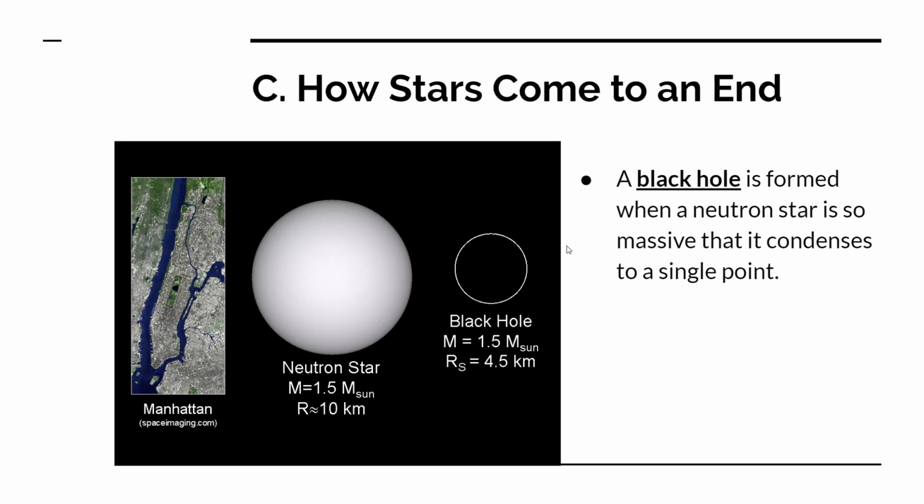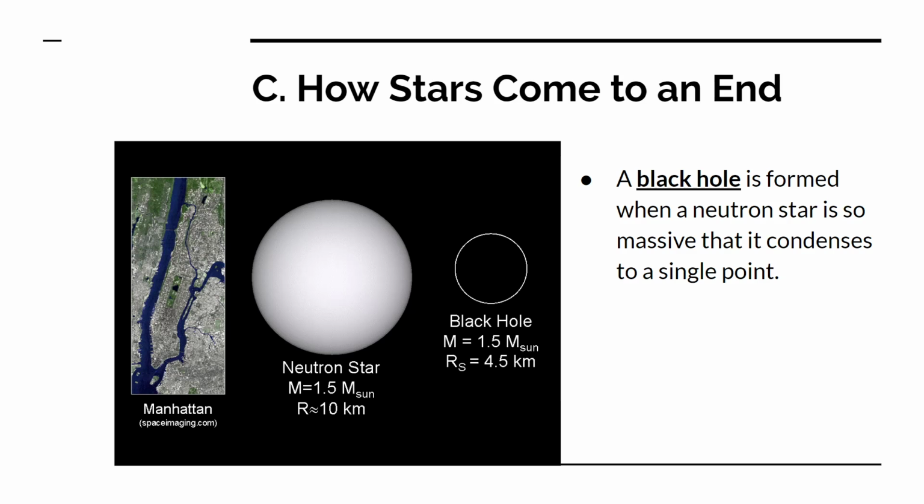Now, if that star is big enough, when the neutron star gets squished, it gets squished so hard that it makes a black hole. All the material gets squished so hard that gravity is so strong that it just squishes everything down again into nothing.